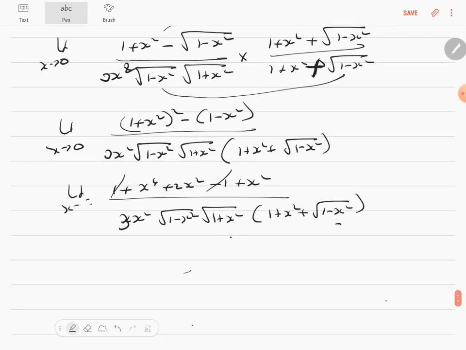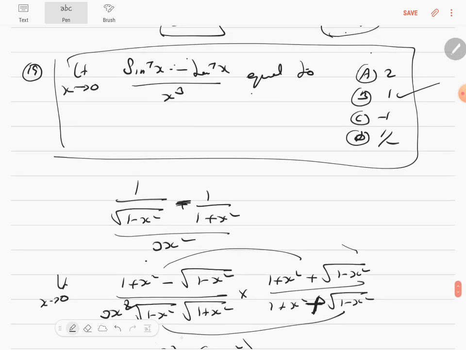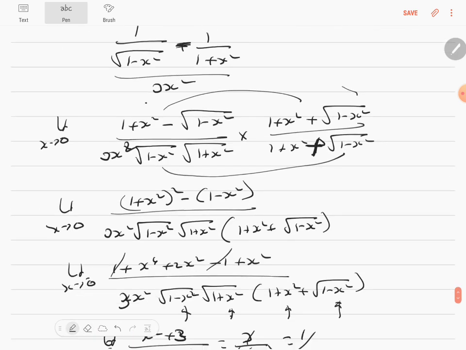Limit x tends to 0. So x square gets taken common. So x square plus 2 plus 1 is just 3 by 3 into this, x square in the denominator got cancelled. You put 0 here, 0 here, 0 here and 0 here. It will become 2. And limit x tends to 0 will be 3 by 3 into 2. So the answer will be 1 by 2. Therefore the marked answer of mine is incorrect. It has to be 1 by 2. So let's go to the next question.